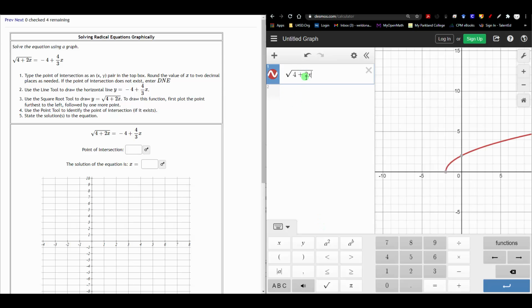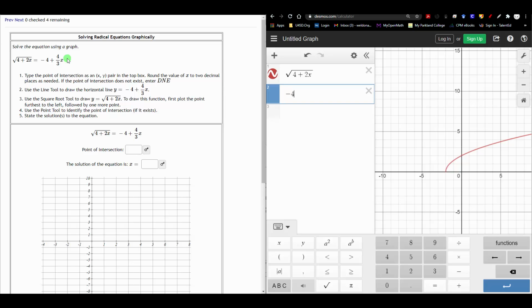All right, and as you type in your function, you'll notice that Desmos automatically graphs it over here on the grid for you. All right, so this is the left-hand side of our equation. Now I'm going to go to field 2, and I'm going to put in the right-hand side of the equation over here. All right, so I'm going to type it in exactly as I see it.